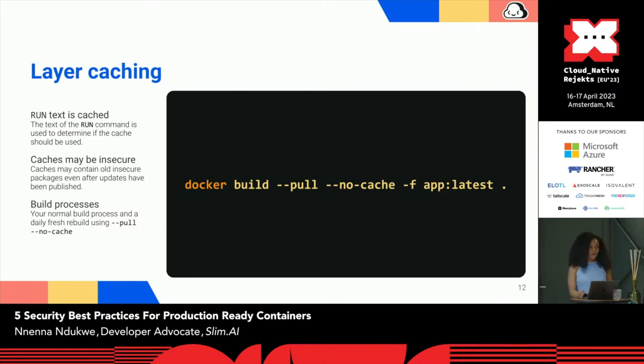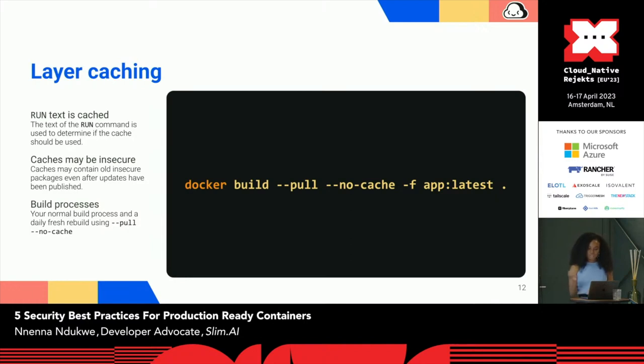For most Dockerfile commands, if the text of the command hasn't changed, the previously cached layer will be reused in the current build. So when you're relying on caching, those apt-get commands will add old and potentially insecure packages into your images. Something you can do is bypass the caching by using the --pull and --no-cache command options.